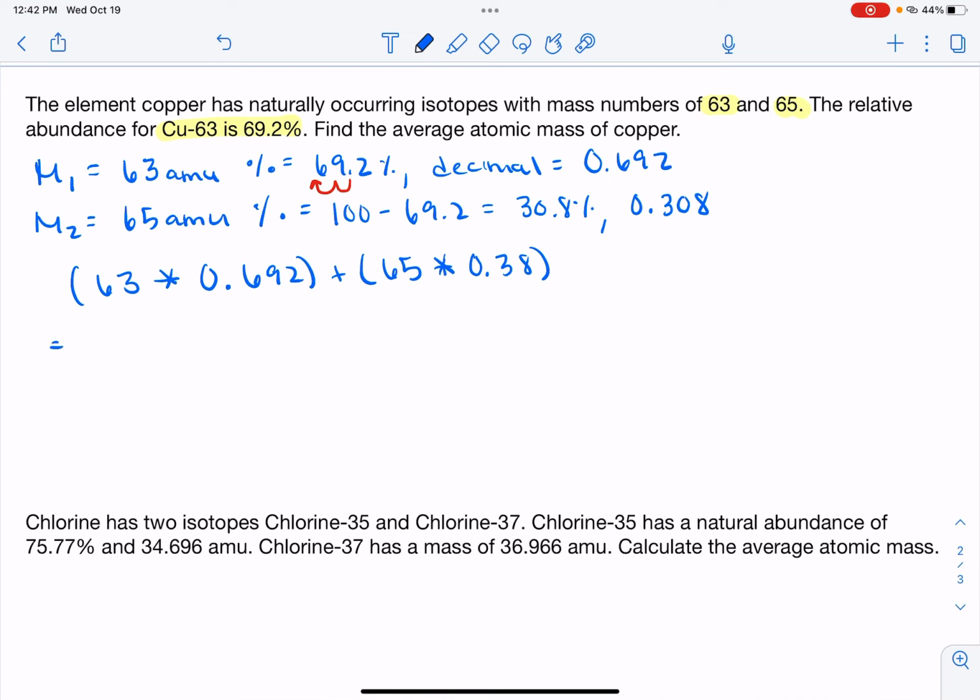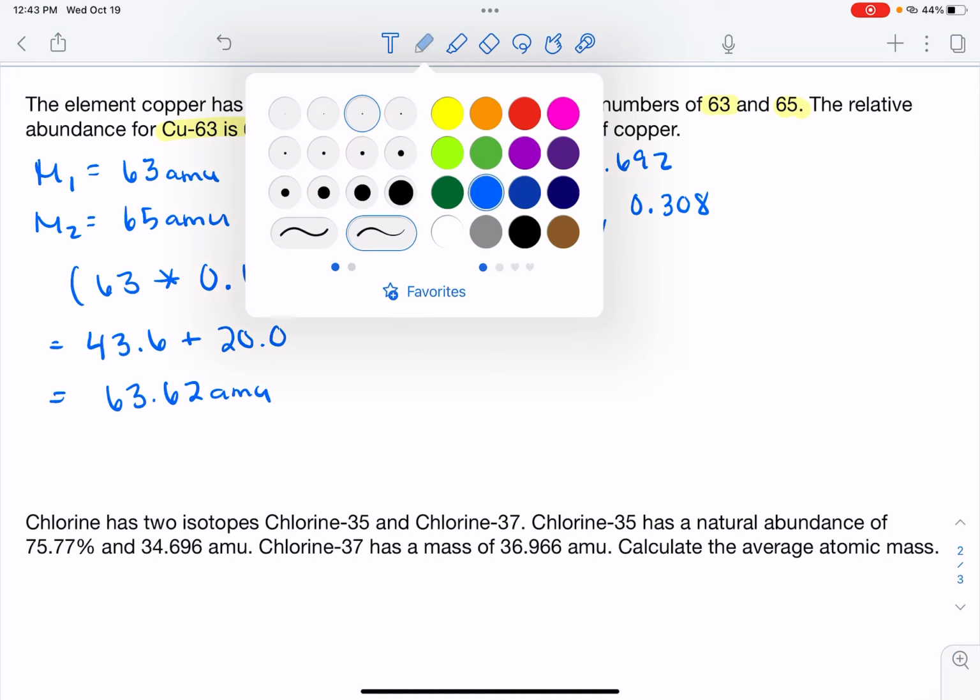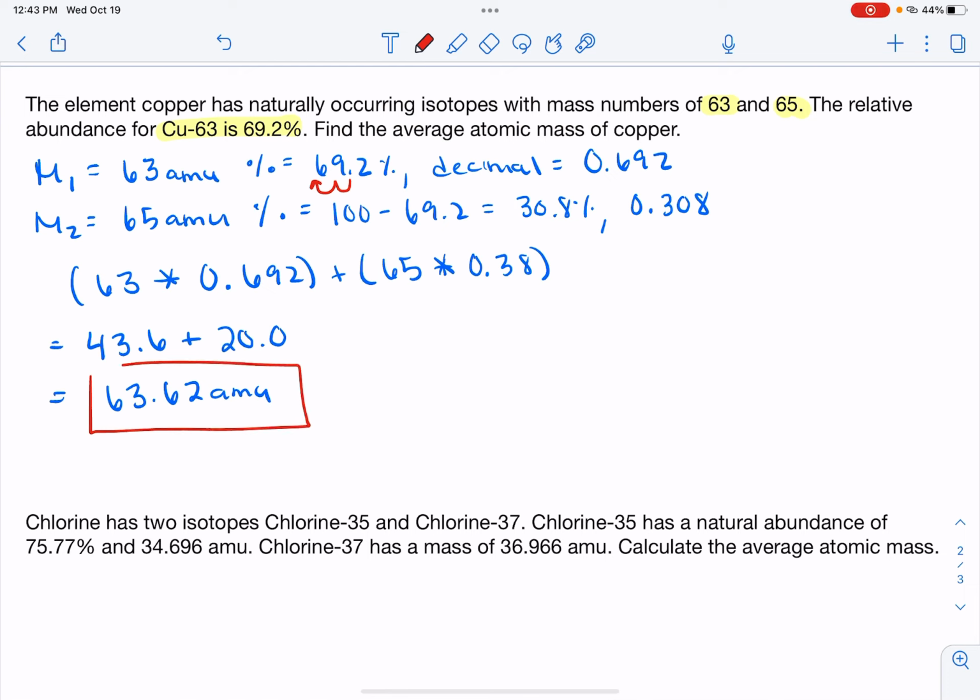I'm going to put 63 times 0.692 in my calculator, and I get 43.6, plus I do 65 times 0.308, and I get 20.0. And notice I did the multiplying first, right? That's our order of operations. It's in parentheses. We do the multiplying first. And now we're going to add these two together, and we get 63.62 AMU. And this is going to be my final answer.